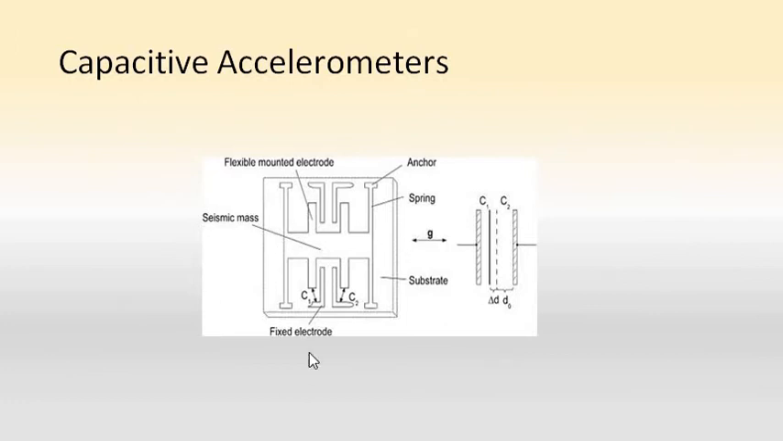So this is the figure of a capacitive accelerometer. This is the seismic mass. This is the fixed electrode, primary electrode, and this is the flexibly mounted electrode, the moving electrode. This is the spring, and this is the mounting anchor, and this is the substrate or the housing. So the equivalent circuit of this capacitive accelerometer is given here. You can see two plates, this one and this one, and this is the d, which is variable. The distance between the plates is variable here. So this is a capacitive accelerometer.